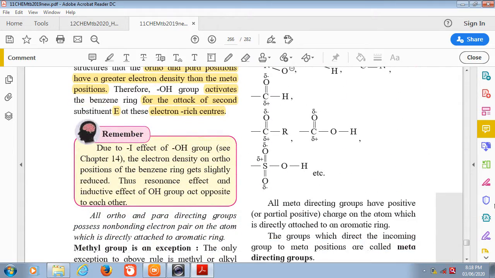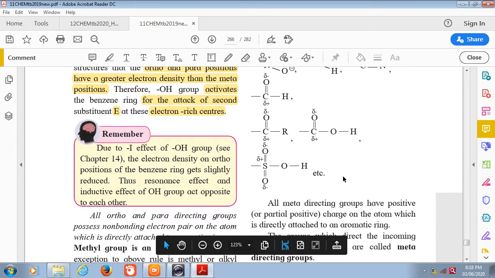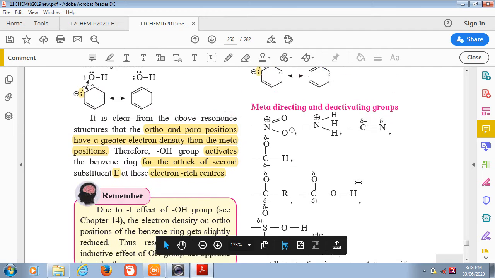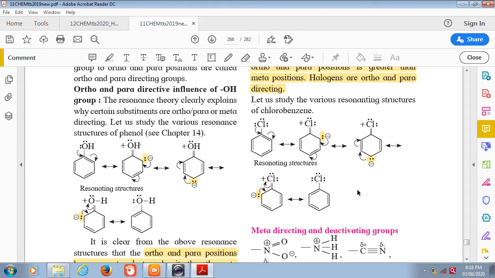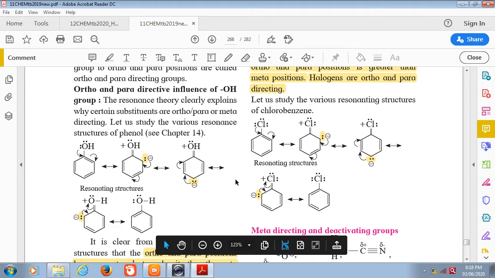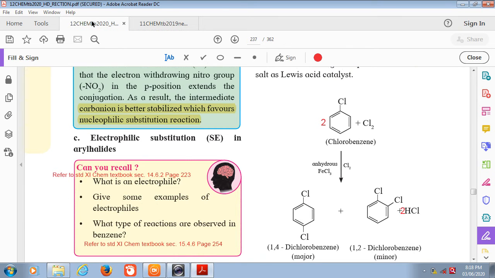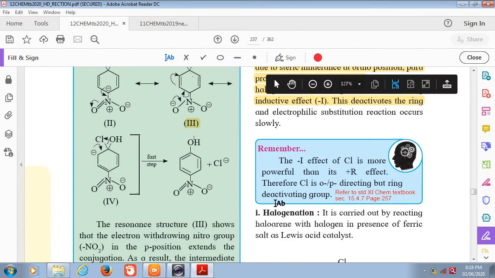Okay, so if there is a Cl group in your benzene ring as a substituent, then your next substitution will take place at ortho and para positions because Cl is an ortho-para director. So now we will understand the electrophilic substitution in aryl halide. So let us see the reaction.